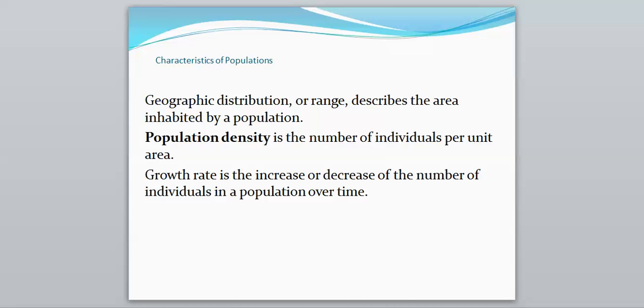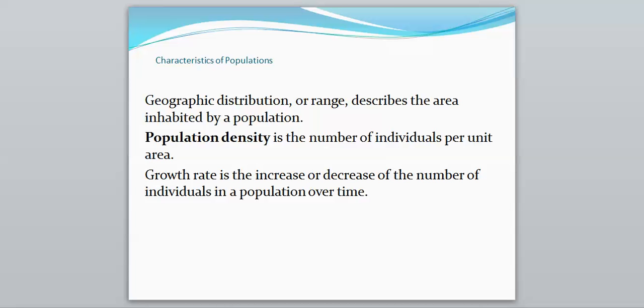So the geographic distribution, or range, is another way to describe it. It simply describes the area inhabited by a population. So it's simply the area that the population lives in. We mentioned that with biomes earlier, what geographic distribution is.